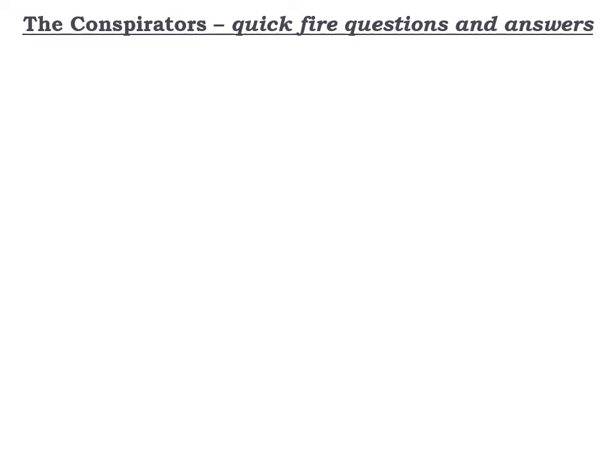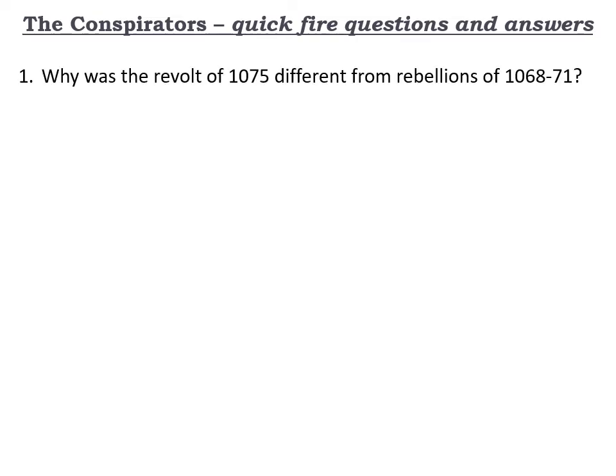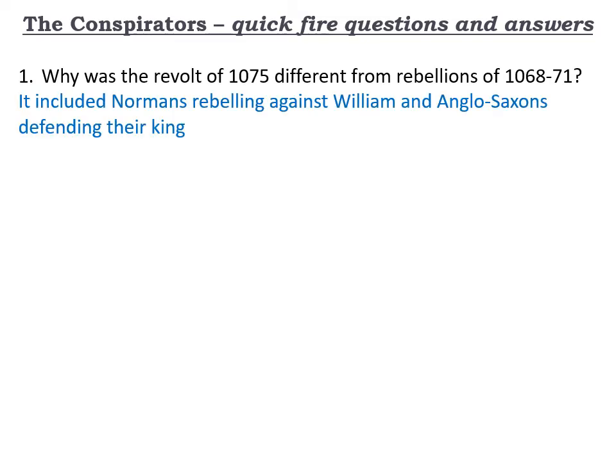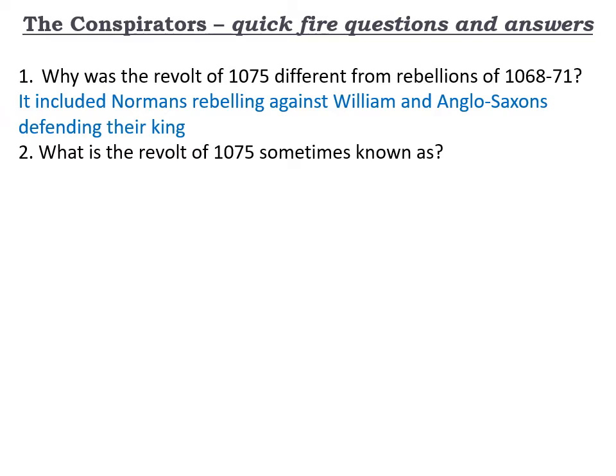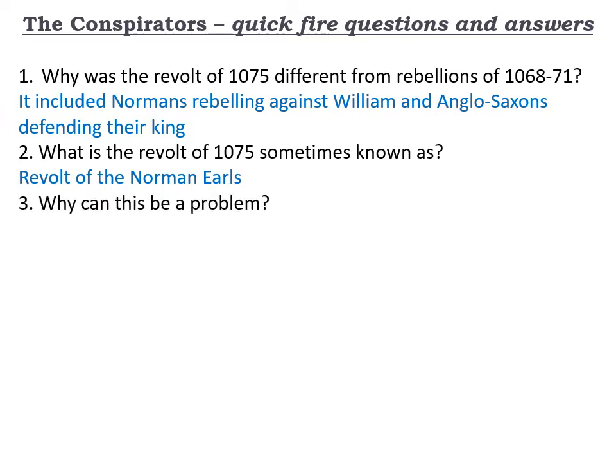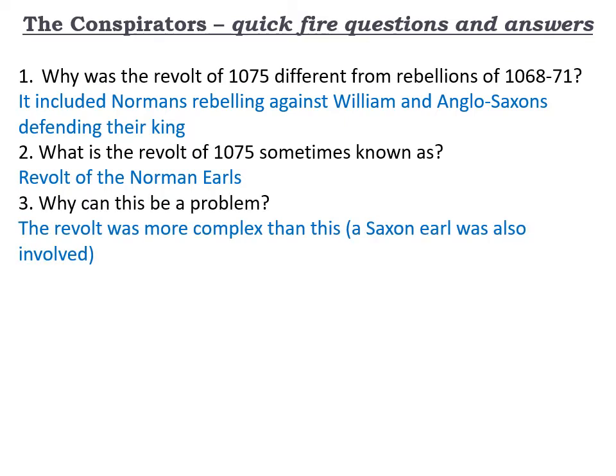So, to recap this, some quick questions about this. How was this revolt of 1075 different from the rebellions of 1068 to 1071? Well, it included Normans rebelling against William for the first time and Anglo-Saxons now defending their king. So the revolt of 1075 is sometimes known as the revolt of the Norman Earls or the revolt of the Earls. Why can this be a problem? Well, the revolt was more complex than this, so a Saxon Earl was also involved.